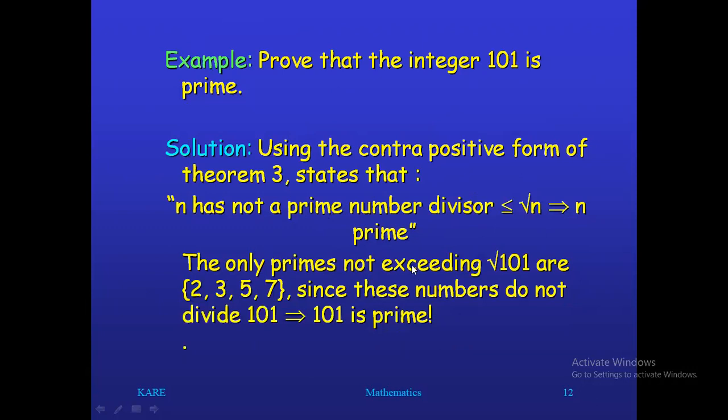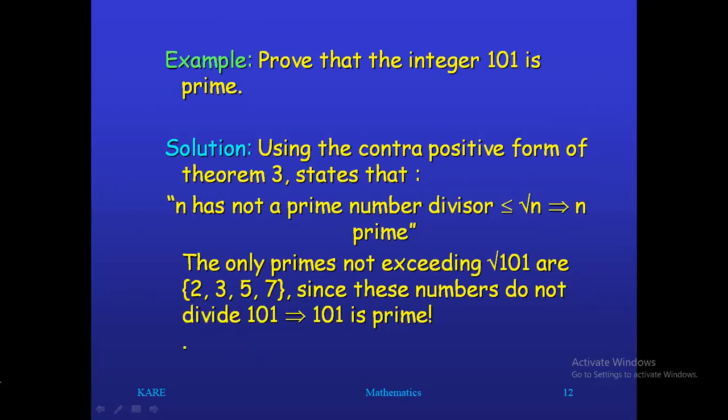So the only primes not exceeding root of 101, for this number we are talking about, are 2, 3, 5, 7. Since these numbers do not divide 101, we can say that 101 is a prime number.